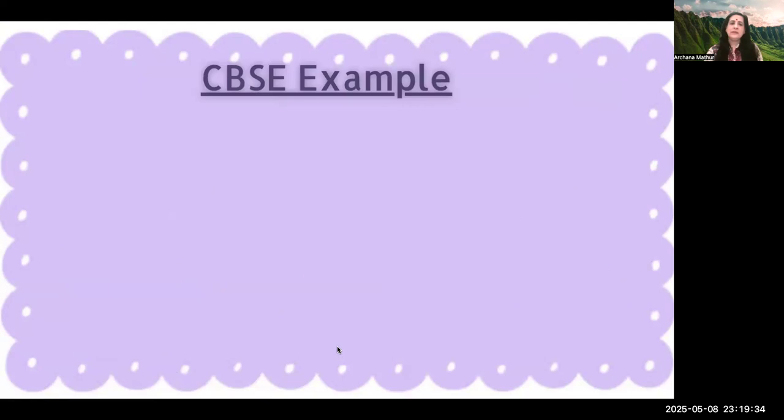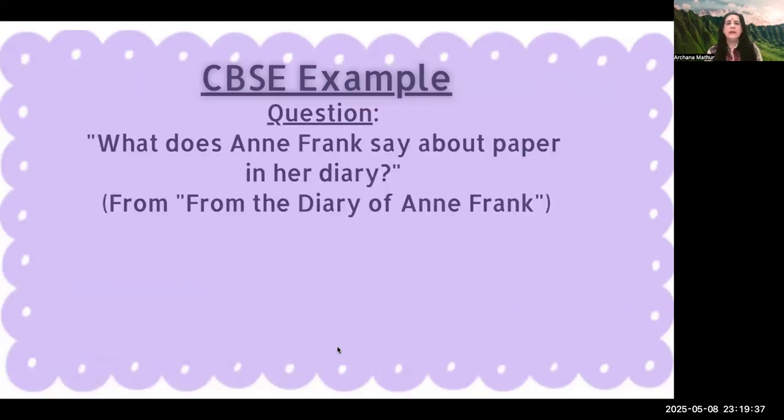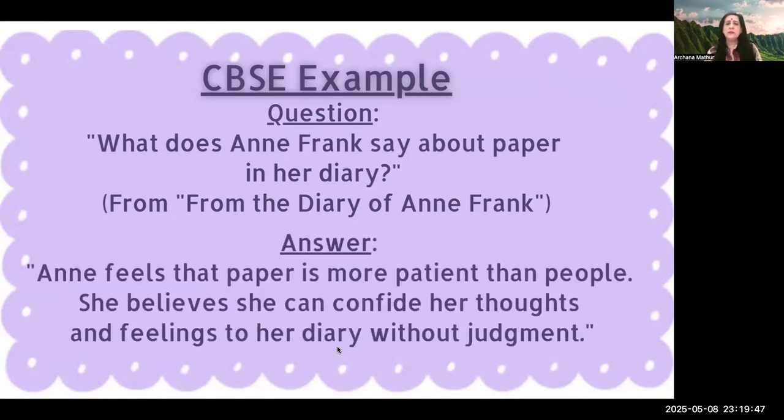Now, some examples from CBSE. The question is, what does Anne Frank say about paper in her diary? Now, this is a question from The Diary of a Young Girl. The answer would be, Anne feels that paper is more patient than people. She believes she can confide her thoughts and feelings to a diary without judgment, right? She won't be judged. The diary will just take it. It will not be judgmental like other living people. So this is a very short answer on this particular chapter from the diary of Anne Frank.